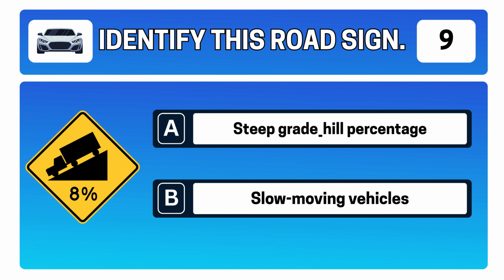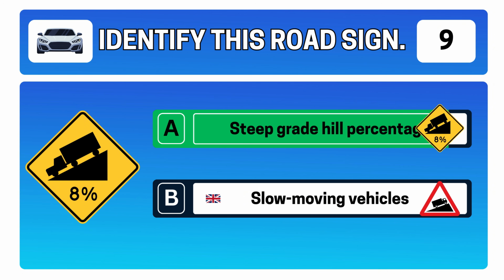Identify this road sign. A. Steep grade hill percentage. B. Slow moving vehicles. Excellent. It is the steep grade hill percentage sign.